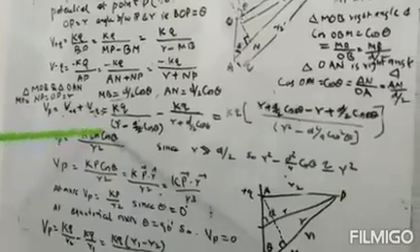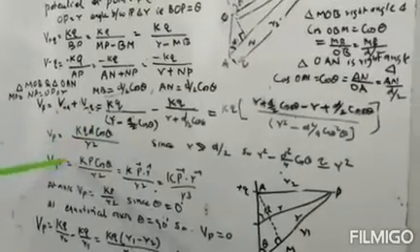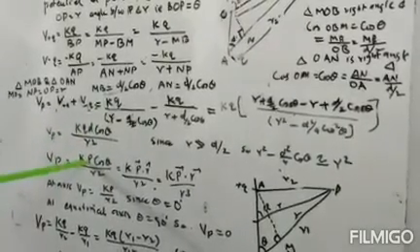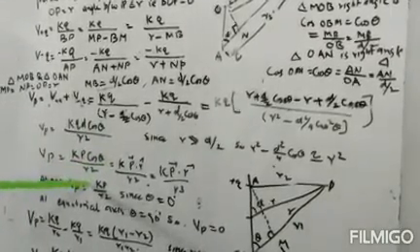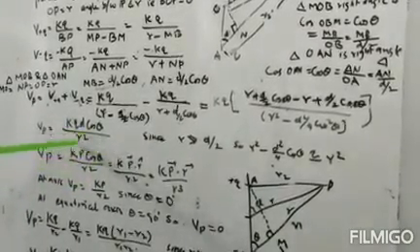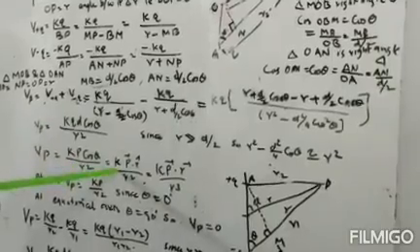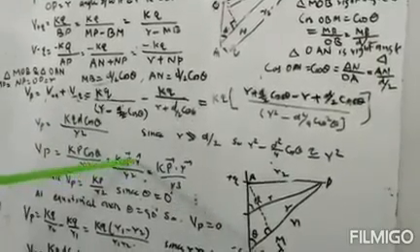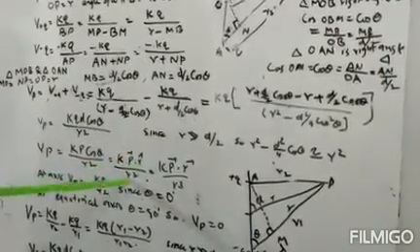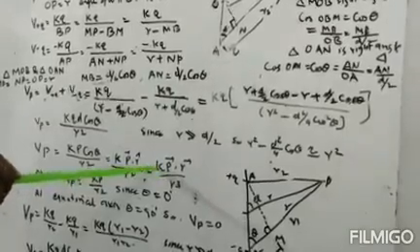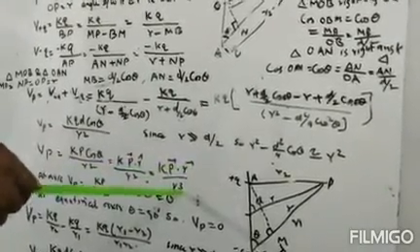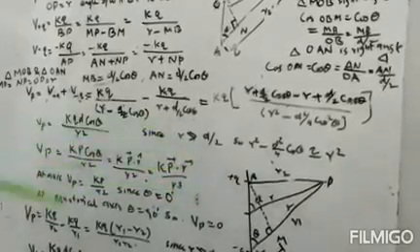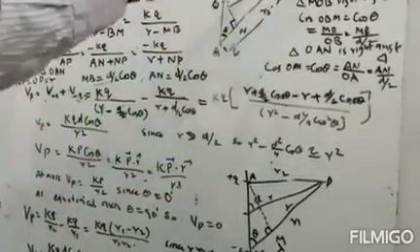Q into d is the dipole moment. So we can write VP is equal to K into P cos theta over R square. So we can write in vector notation, it is equal to K P dot R unit vector over R square, or this is equal to K P vector dot R vector over R cube. So this will be the electrical potential at a point P.